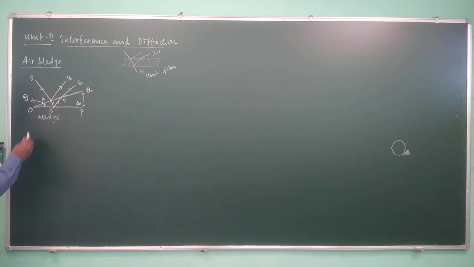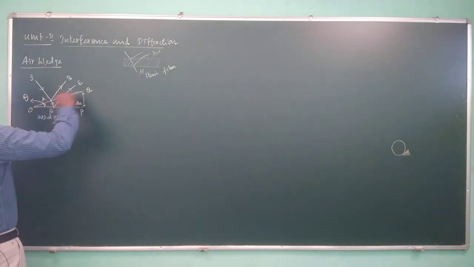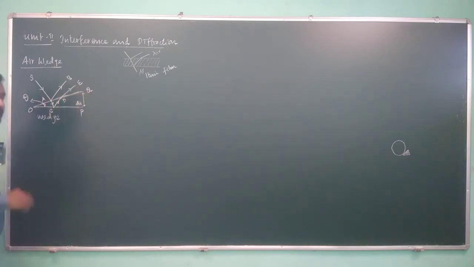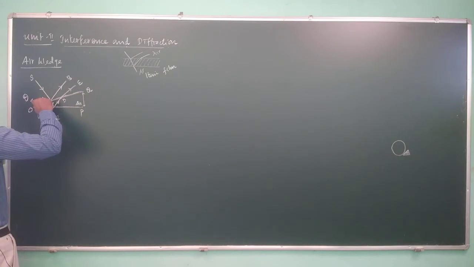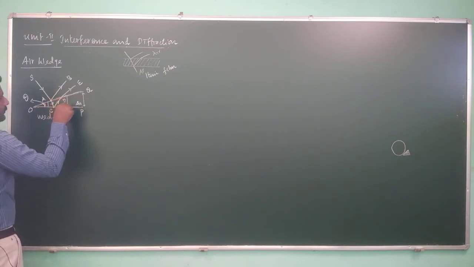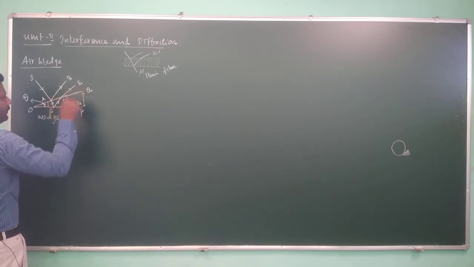Now the thickness of the film, you can consider this as another kind of film. For example, in this setup the thickness gradually increases. If you measure the thickness here, it will be D1. If you measure the thickness here, it will be D2. If you measure the thickness here, it will be D3.